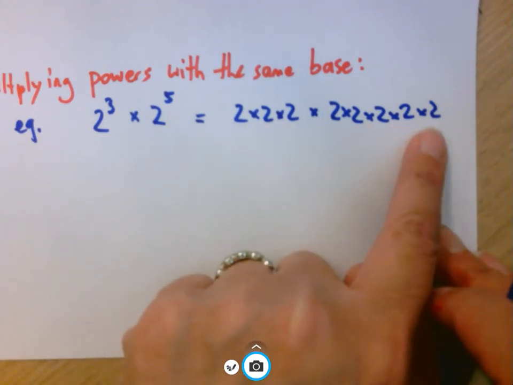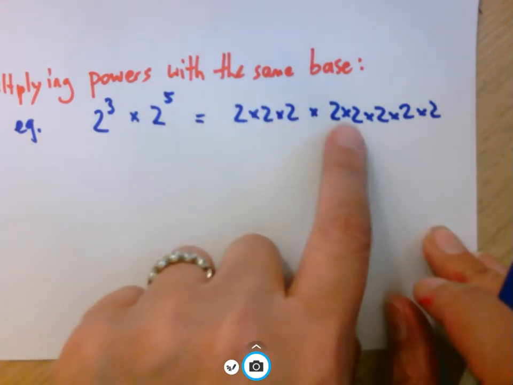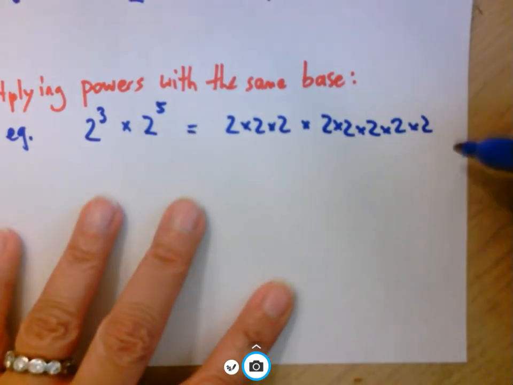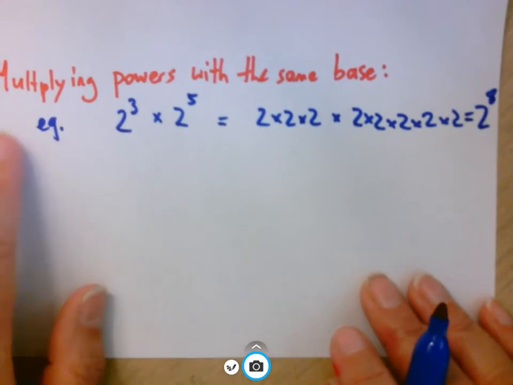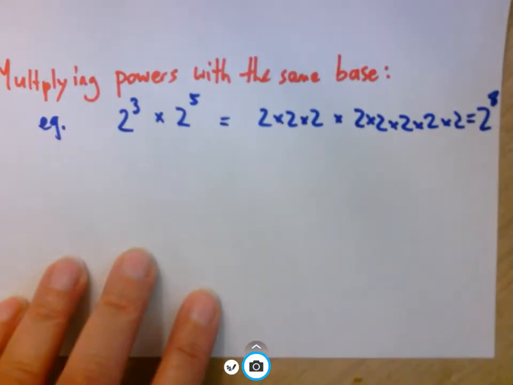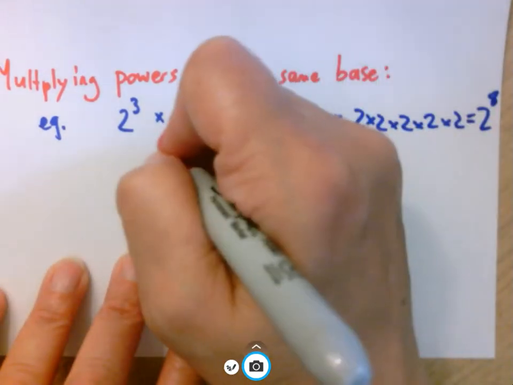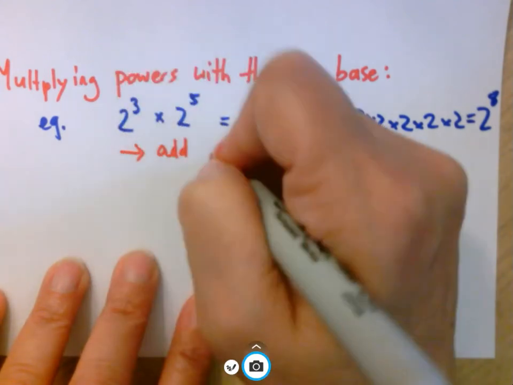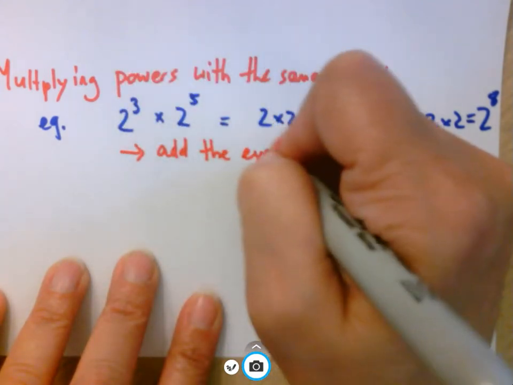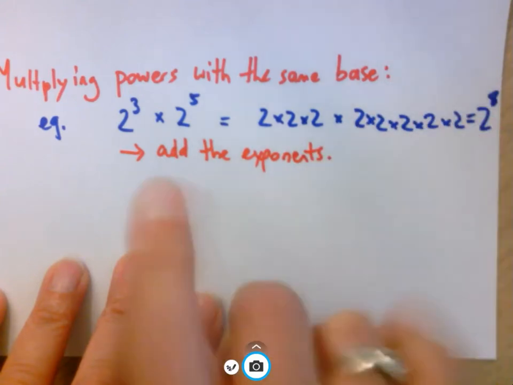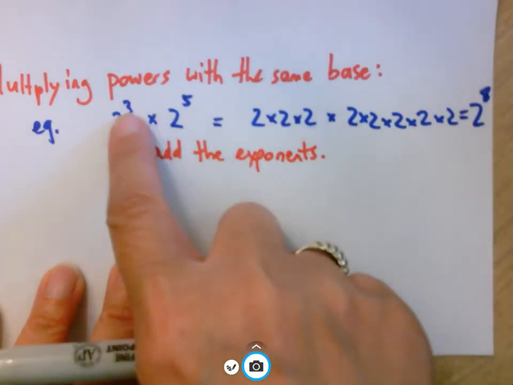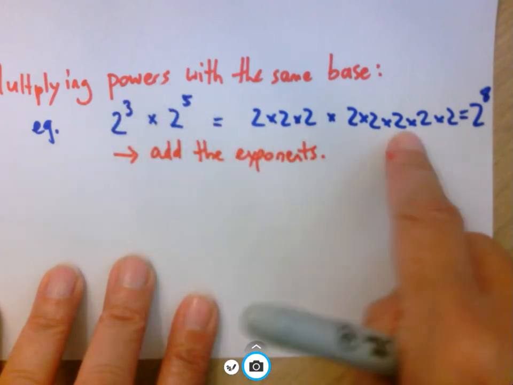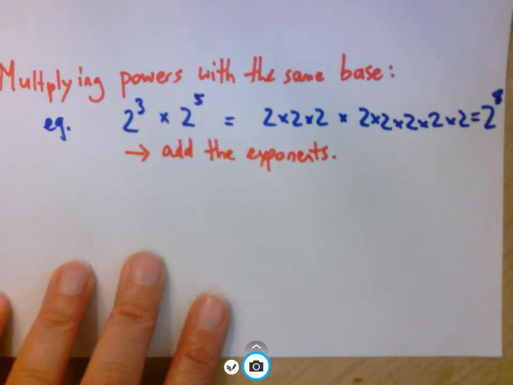And how many 2's do I have altogether? 1, 2, 3, 4, 5, 6, 7, 8. So that's equal to 2 to the exponent 8. So the rule is when you multiply powers with the same base, add the exponents. Okay, 2 to the 3 times 2 to the 5 is equal to 2 to the 8. You add the exponents because when you expand them out, there's going to be 8 of these 2's.